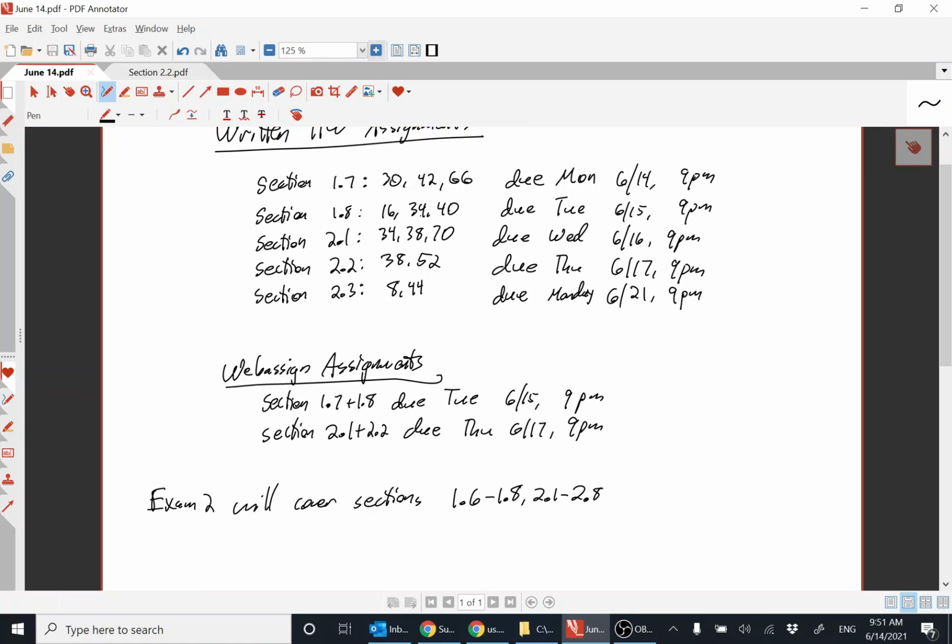So here are the current assignments and when they're due. We've got section 1.7, the written assignment due tonight, and the web assignment for that's tomorrow. So just 1.7 is due tonight, okay, and then tomorrow 1.8 along with the web assign for 1.8.